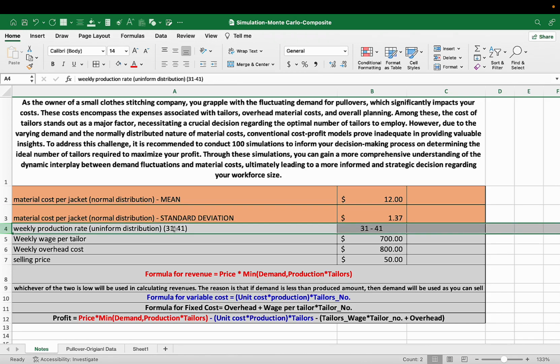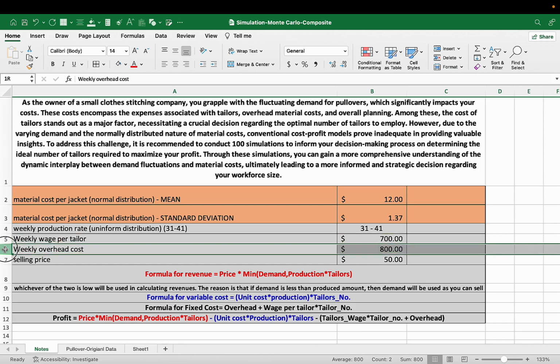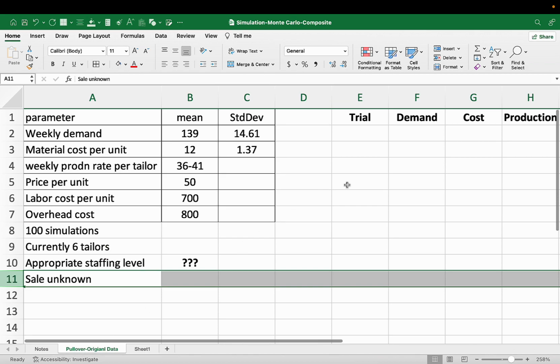Weekly production rate varies from 31 to 41, which means we'll be using the RANDBETWEEN function to find one. And then weekly wages per tailor is $700, which is a big cost that will affect your revenues. And then weekly overhead cost is also $800, which is also a big chunk. And then the selling price is $50. Now we have all this data, and we have to do the simulation.